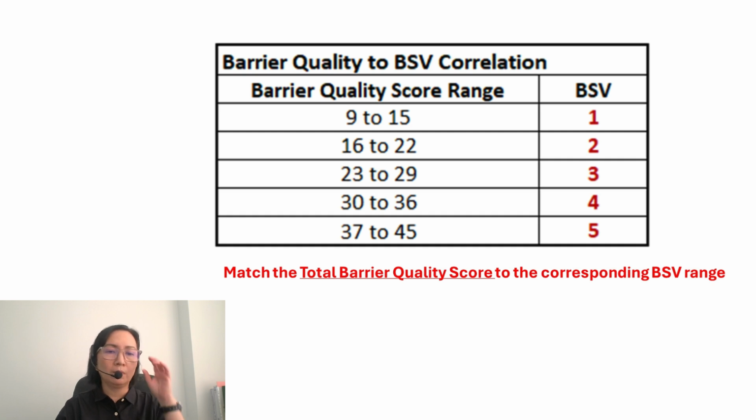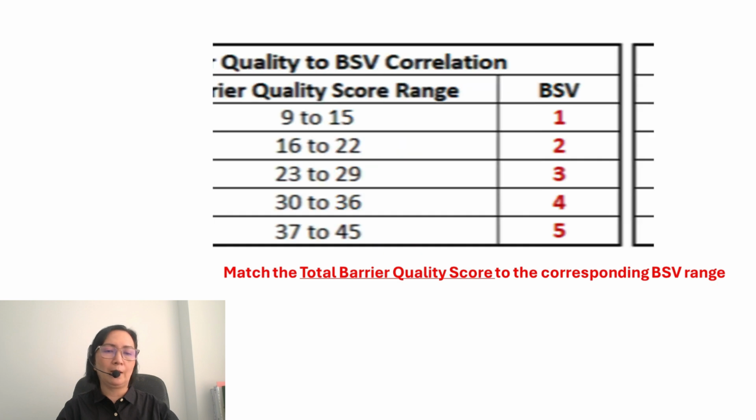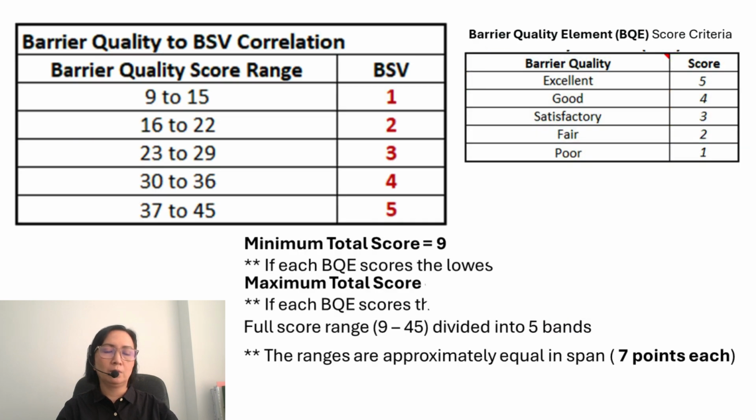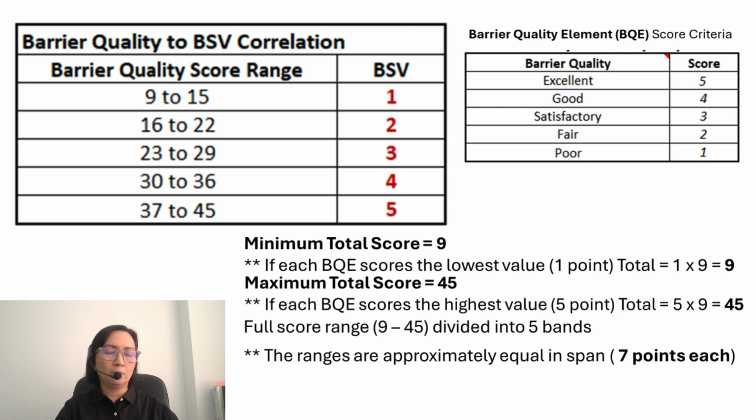is derived based on how the barrier quality elements, BQEs, are scored, and it provides a way to convert total quality scores into a standardized strength level, BSV. Here's how the range is determined. Explanation of the numbers for the table presented earlier.